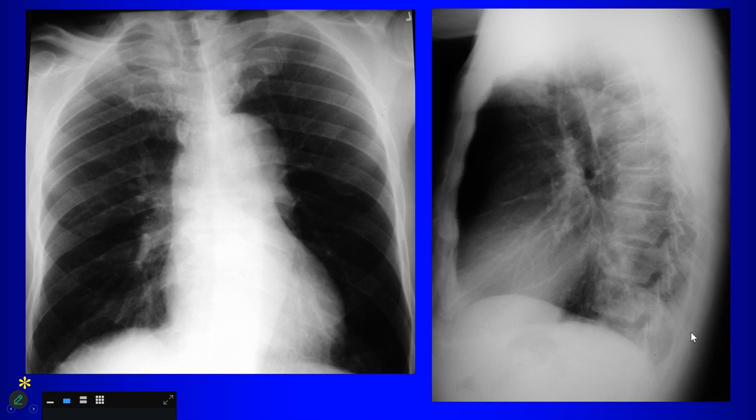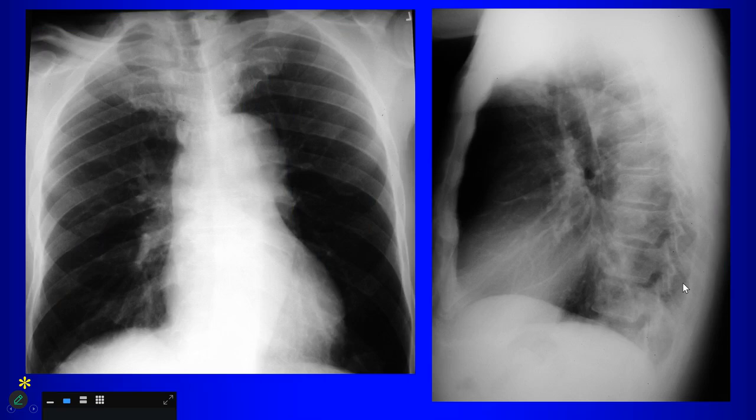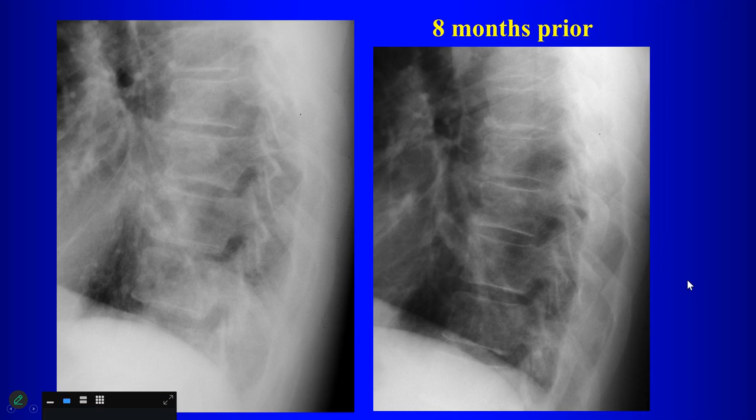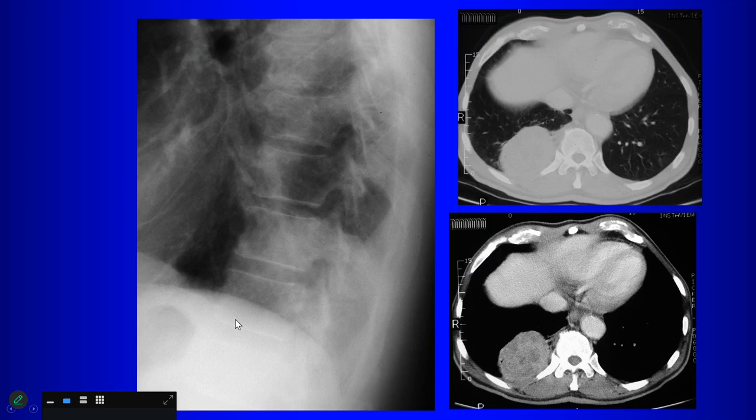Spine sign, right, down here. Okay? Something's wrong. 8 months prior, that's what it's supposed to look like. Something is down there this time. So what side do you think it's on? Left. Yeah, one vote for right, one vote for left. Right side. Big mass.